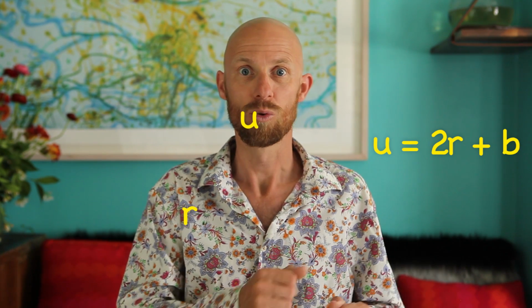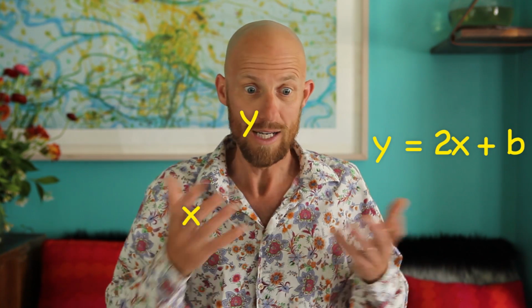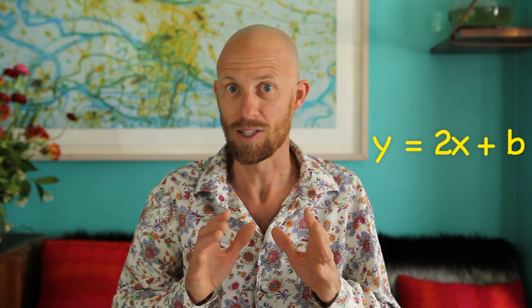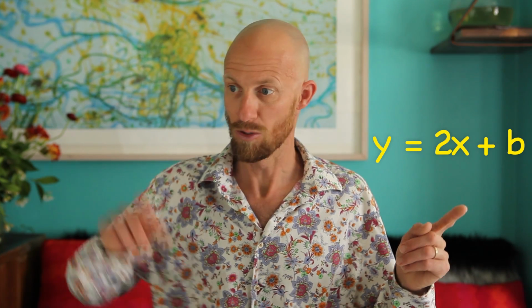Well, mathematicians for some reason or other decide to use X for the number of units that we've gone across to the right, and Y for the number of units we've gone up. So if instead of U and R, we use Y and X, we now end up with something that's pretty close to our standard equation for a line, namely Y equals 2X plus B, where B is the bit that we started up in the initial bit.